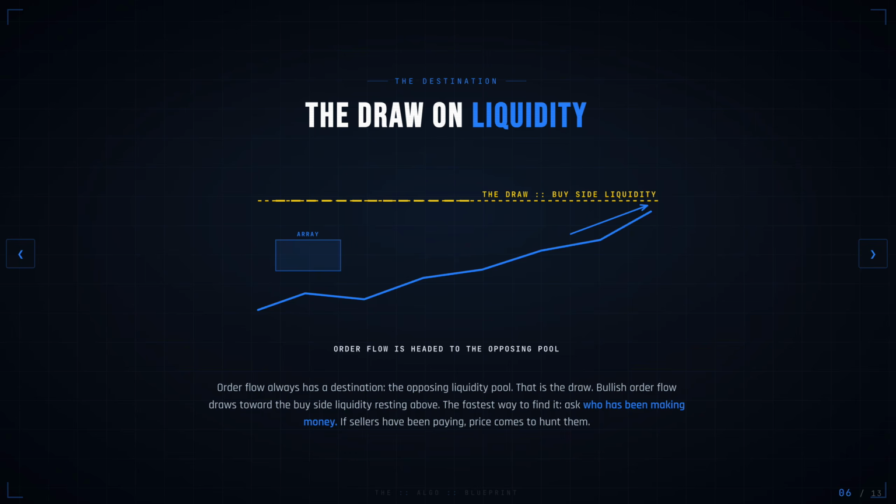Bullish order flow draws towards buy side liquidity resting above, and the fastest way to find it, ask who has been making money. If sellers have been paying, price comes to hunt them. If buyers have, then vice versa, right? So sometimes you gotta ask yourself who's been making money. If price is only going this way and we take out some form of liquidity, then it's very likely that we go around to stop out some of the people that have been making money.